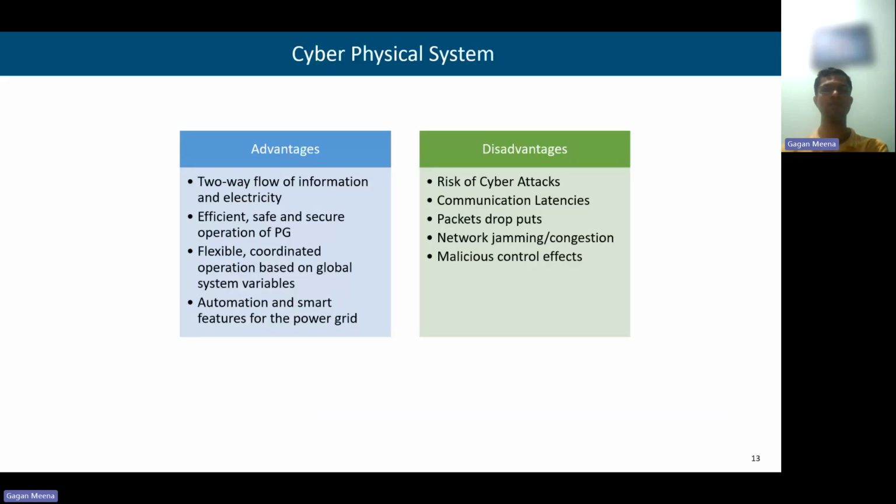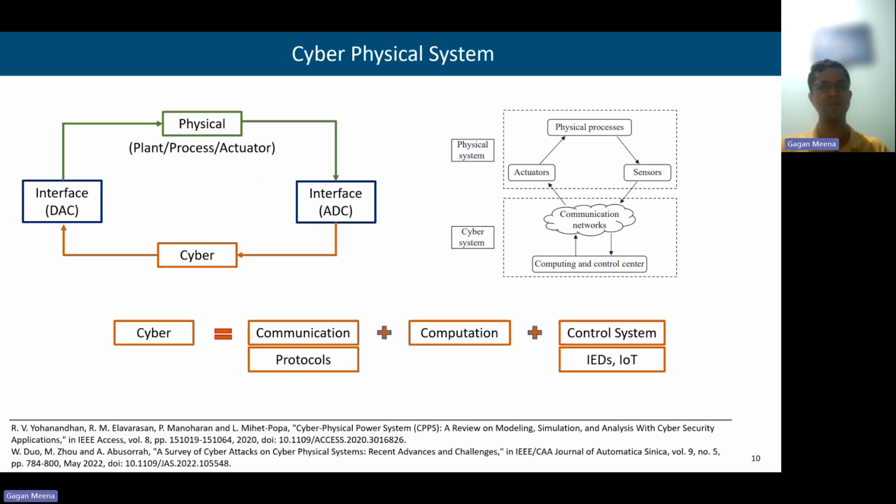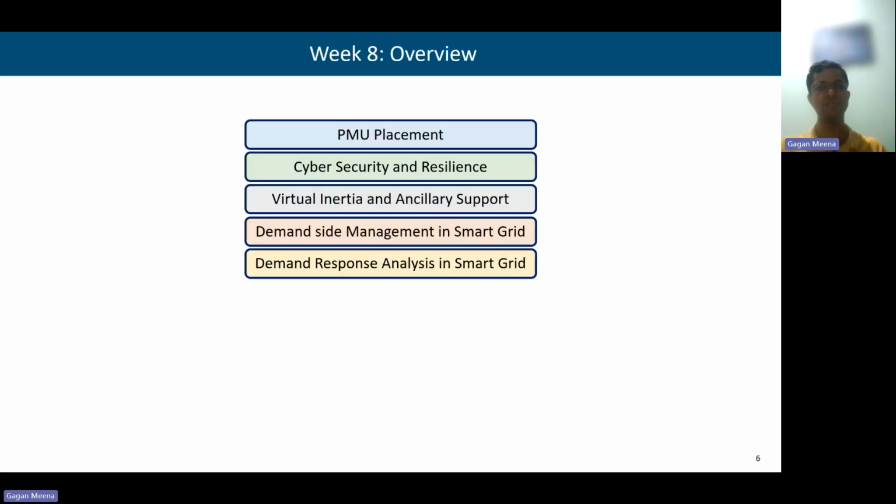We have discussed these disadvantages of cyber physical systems, that they result in a risk of cyber attacks, and there will be communication latencies. There can be packet dropouts. So this should be dropouts, and it should be over here. There can be congestion in the network, and there can be malicious control effects. This also we have discussed.